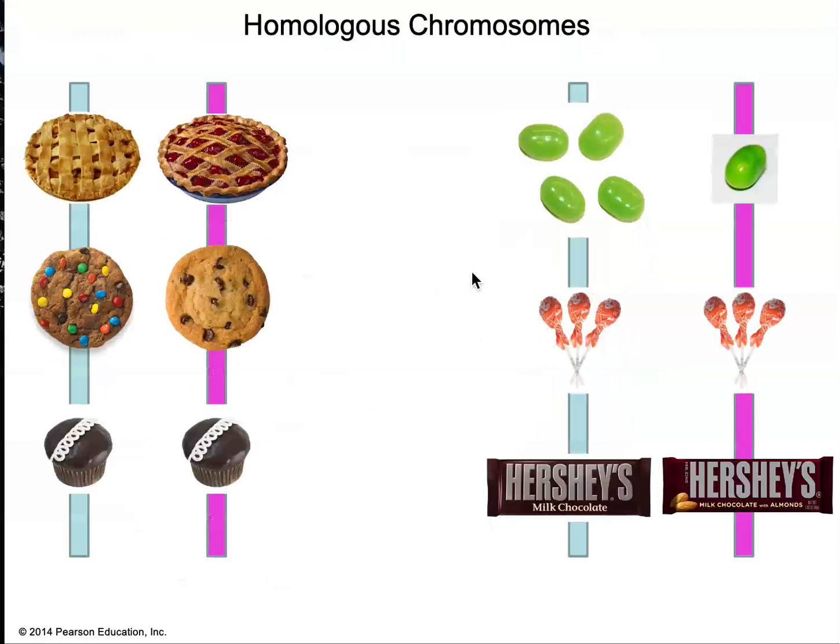Just an analogy of what we mean by homologous. Here are two different homologous pairs. In this case, here's a gene for making pies, but here's an apple version of the pie. Here's the cherry version of the pie. Here's another version of a gene that gives the instruction for making cookies. Here's an M&M version of cookie. Here's a chocolate chip. So this person has two different versions of these genes for making cookies and pies, but they have the same version of the gene for making these cupcakes. And then here's another homologous pair, and it has its own set of genes.